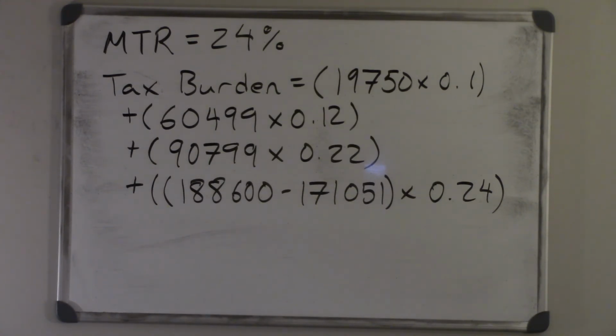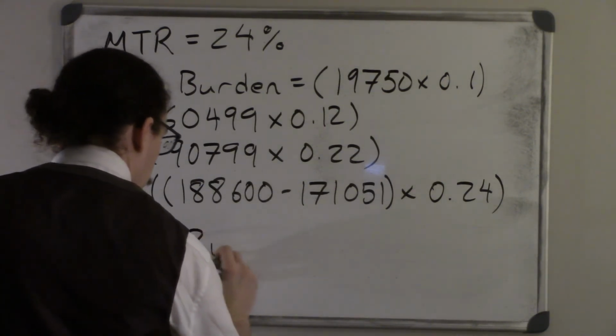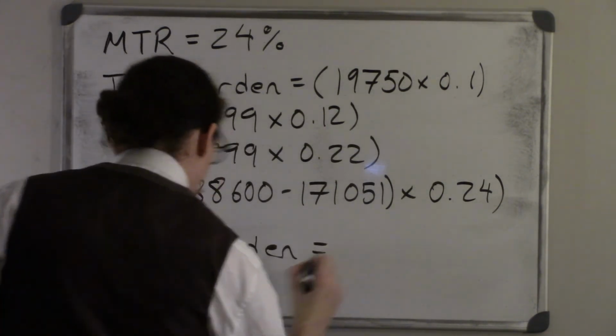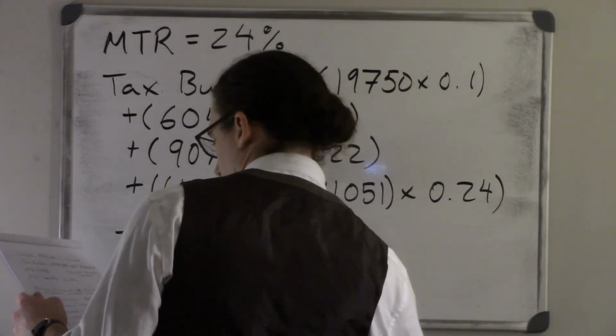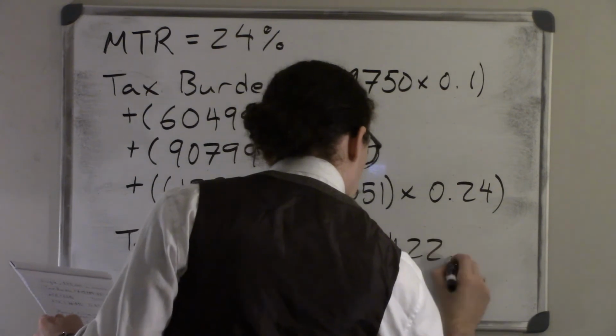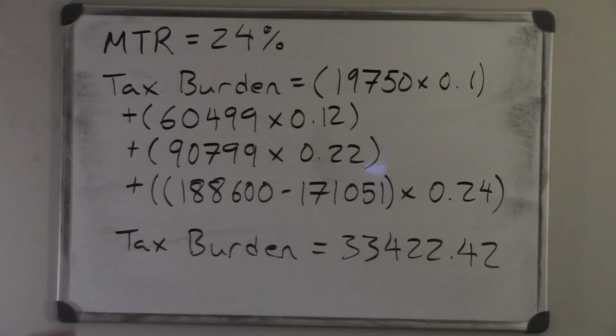Once we have that all down, we're going to punch it into our calculators, and we find a tax burden of $33,422.42. That is our tax burden.